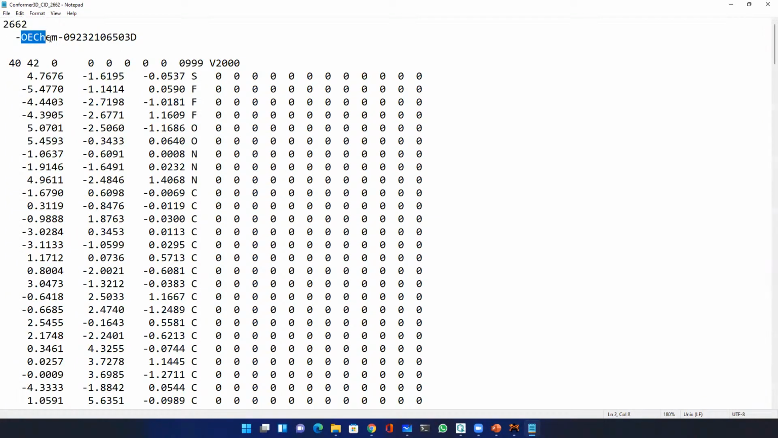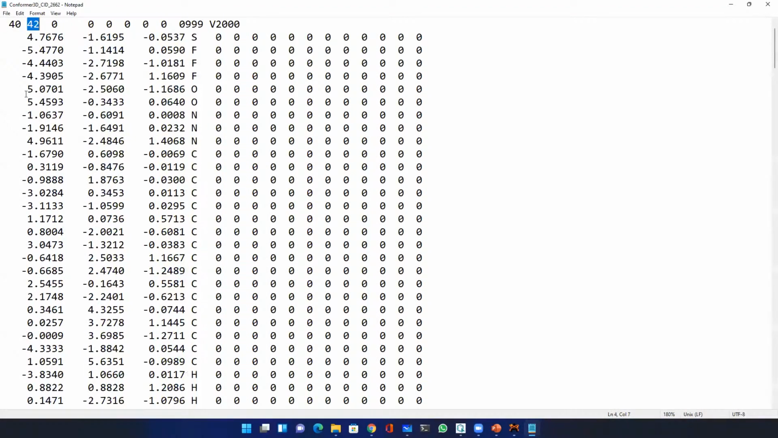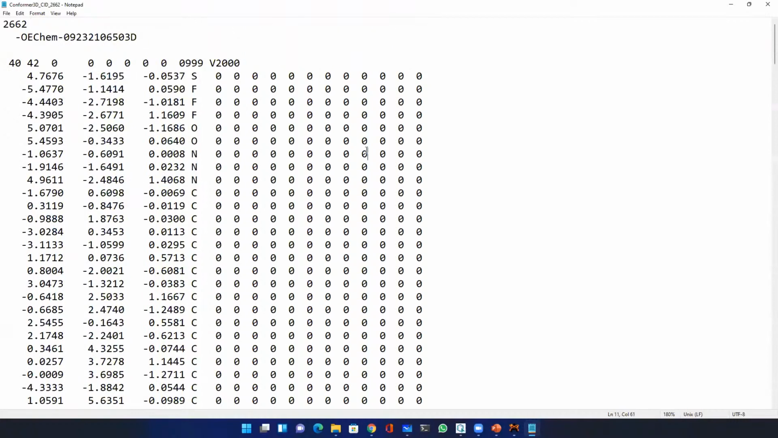The software used to generate this 3D structure is called OEChem. The molecule contains 40 atoms and 42 bonds. These zero columns can be used by different software to record different types of data or extra information that needs to be there. But the minimal requirement is given.